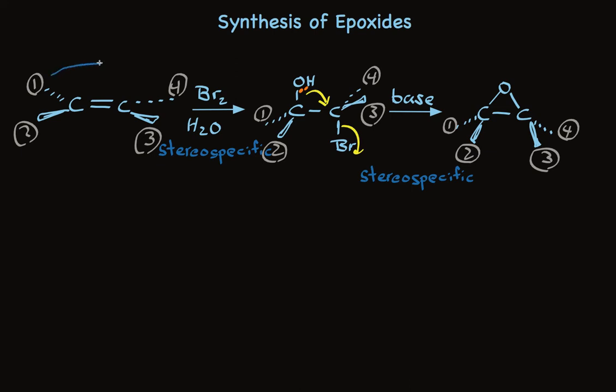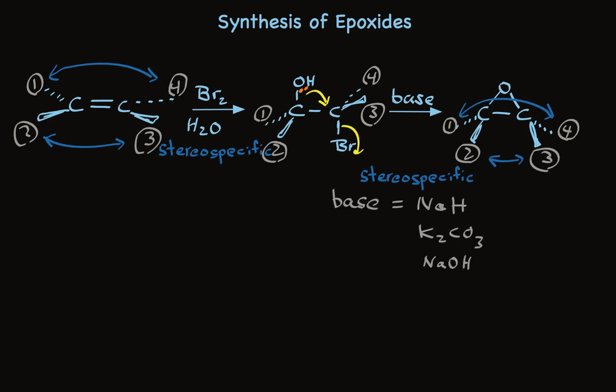When 1 and 4 start back, 1 and 4 end up back, which means 2 and 3 start in front, and 2 and 3 end up in front. Now I've simply written base here by the arrow for the second step. Lots of bases have been used in this work. I've written 3 examples here.